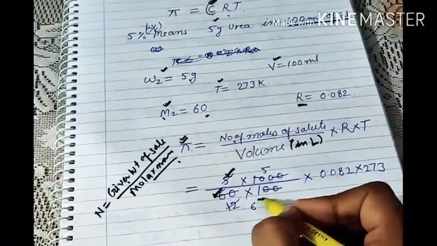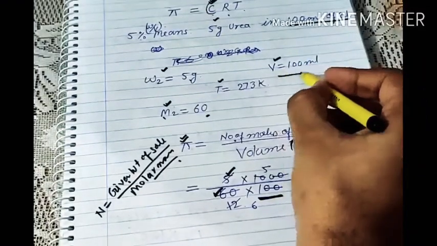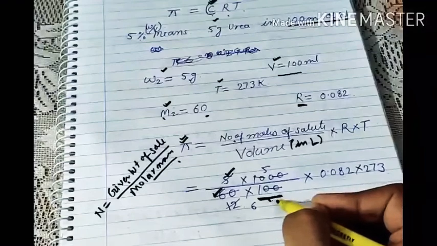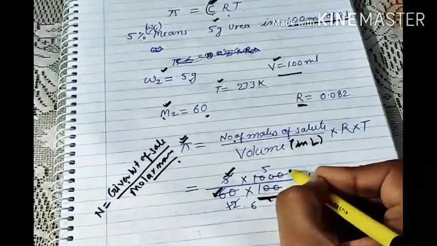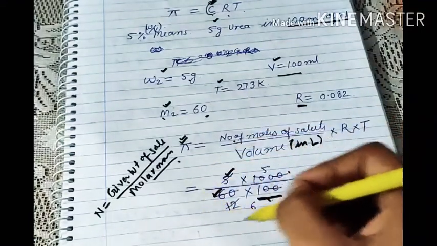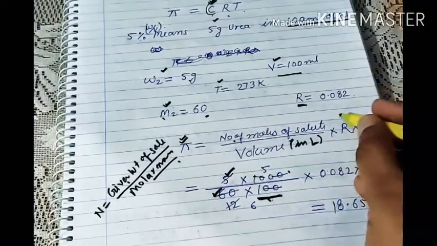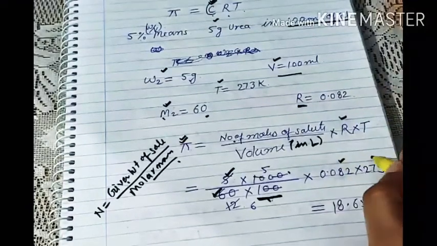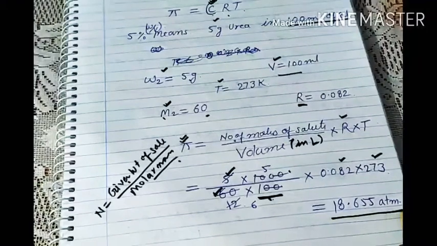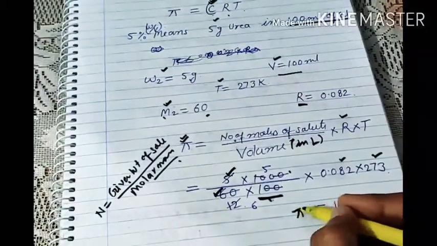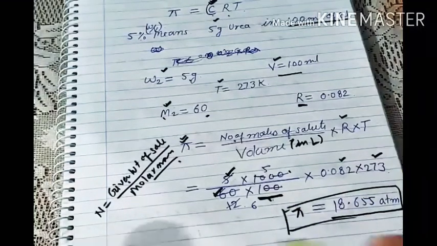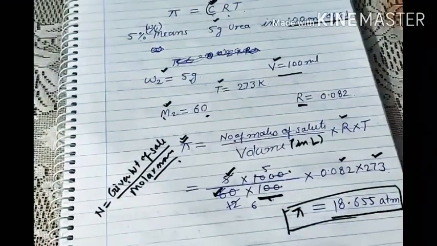And this is the volume of the solution. It is 100, given here in the question. As the volume is given in milliliter, we'll have to multiply this with 1000. After putting the values of R and the temperature and calculating, we'll get 18.655 atmosphere. So this would be the osmotic pressure of the given solution. I hope it would be clear to all of you.